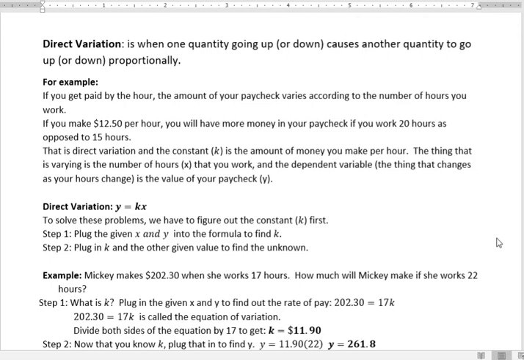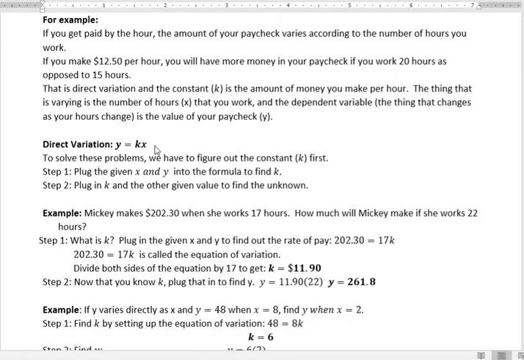The more hours you work, the more pay you get. This is direct variation, and the constant K is the amount of money that you make per hour because that is staying the same from week to week. The thing that is varying is the number of hours that you work, that we usually call X. And the dependent variable, the thing that changes as your hours change, is the value of your paycheck, which we describe as Y. So the equation for direct variation is Y equals KX.